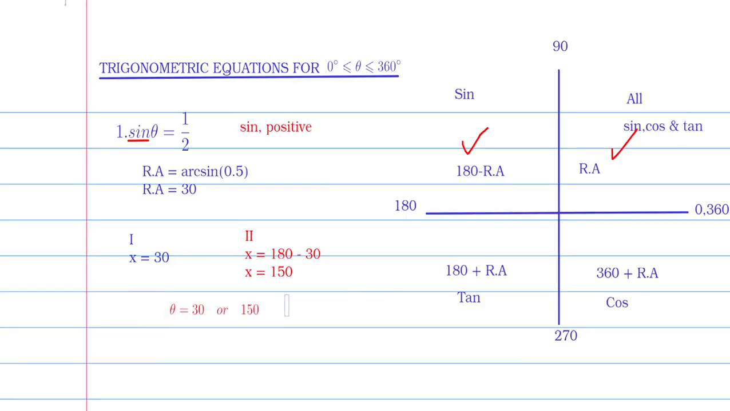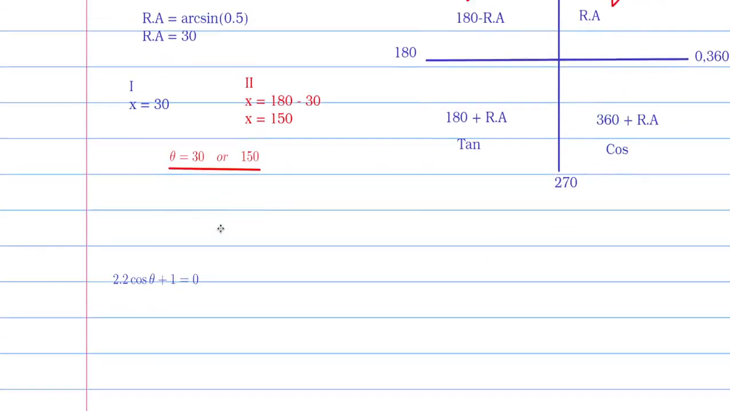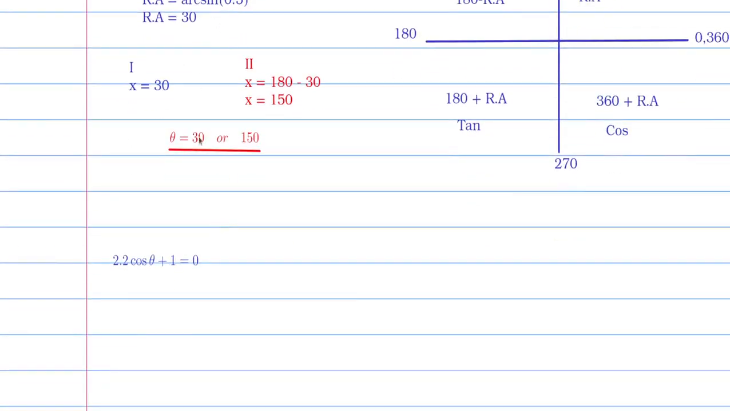That's our solution for the first problem. Theta is equal to 30 degrees or 150. Now let's look at the second equation. This one looks a bit trickier than the first one. So the key to solving this equation is pretty straightforward.